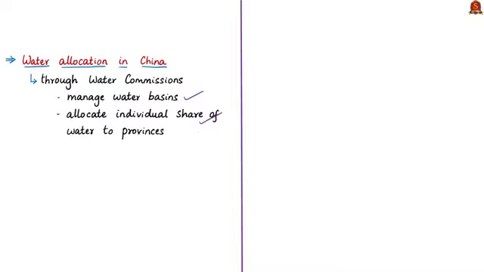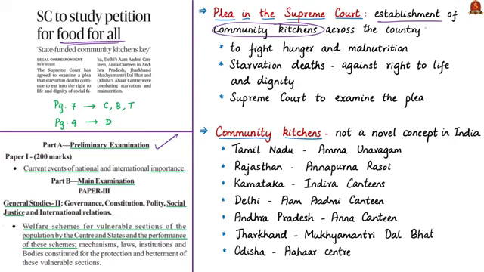This article is about food for all. The discussion can be linked to the syllabus that is given here for your reference. Recently, a group of activists filed a plea in the Supreme Court of India seeking the establishment of community kitchens across the country to combat hunger and malnutrition.